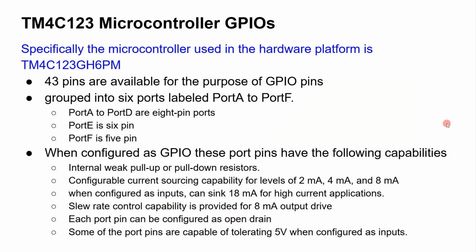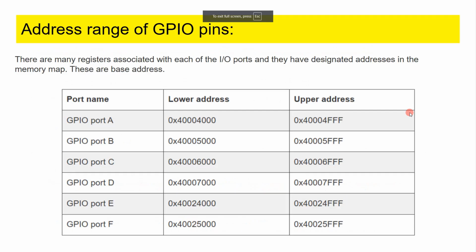If you look at the TM4C123 microcontroller, it has in total 43 pins available, and these pins are grouped in 6 ports labeled port A to F. Port F in particular, which we will be using for our LED interfacing, is a 5-pin port.